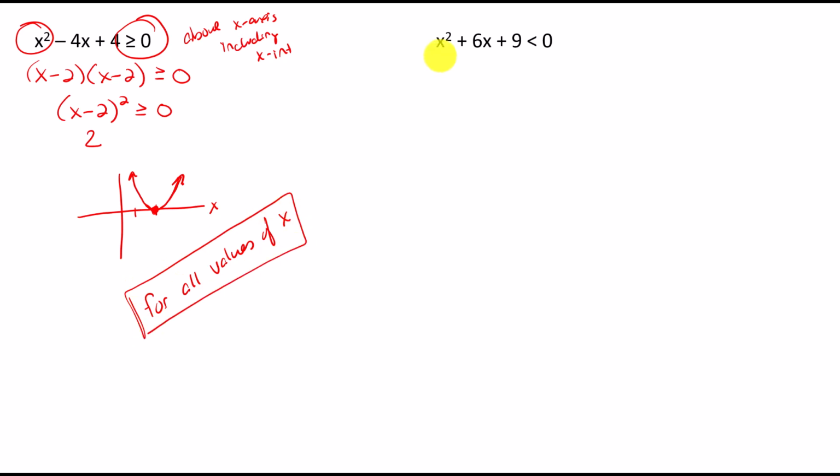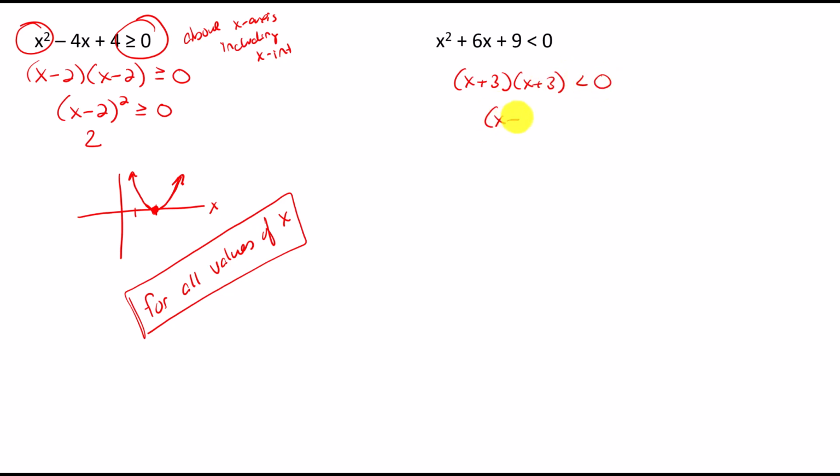Okay, I want you to take a minute and try this one. Factor it out, sketch a graph, see if you can come up with an answer, and then come back and check your answer with mine. Okay, when we factor this one, we get x plus 3 times x plus 3, and we want to know when it is less than 0.